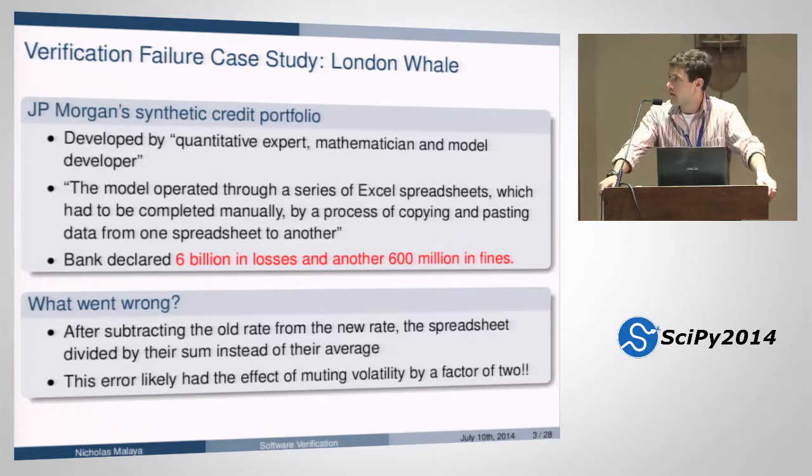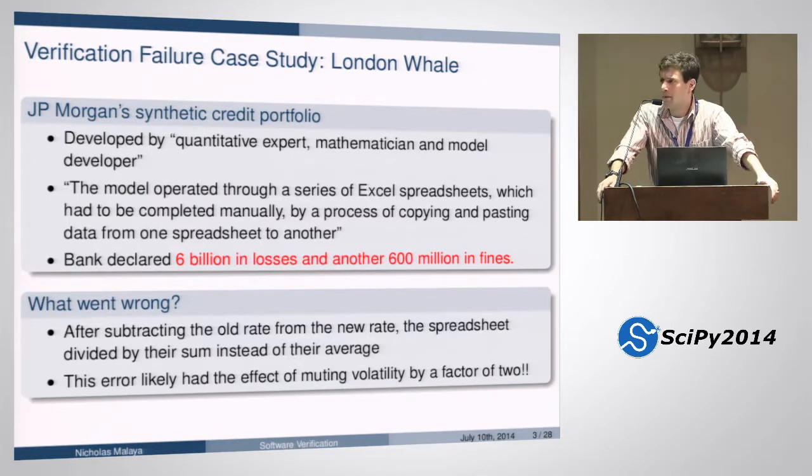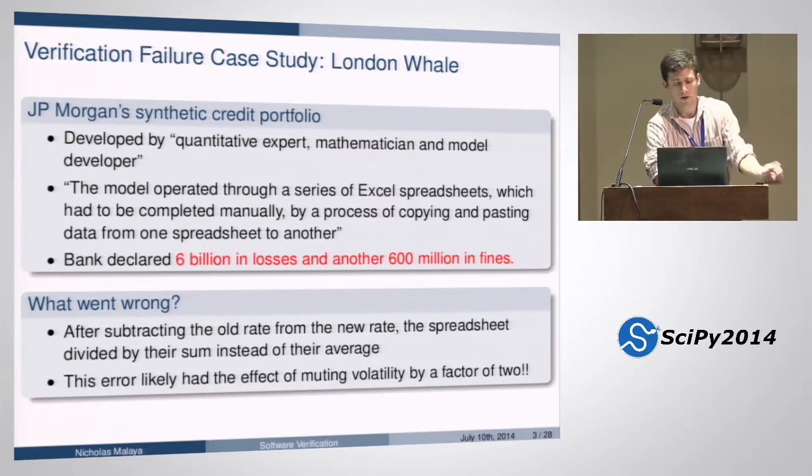So just as a fun verification failure, I don't know how many of you have heard of the London Whale. This happened, I think, in 2012. It was a JP Morgan synthetic credit portfolio, and this comes from the report that JP Morgan actually came out with. It said that it was a model that was developed by a quantitative expert, mathematician, and model developer. Those words could apply to some people here, although hopefully not in the result.